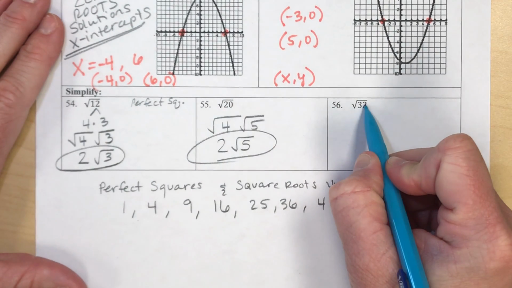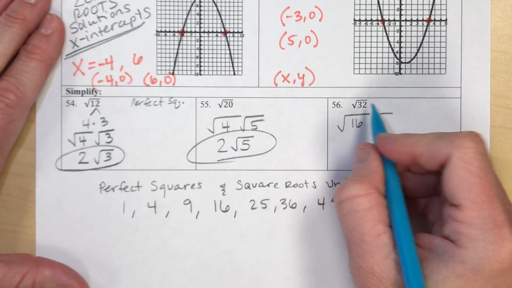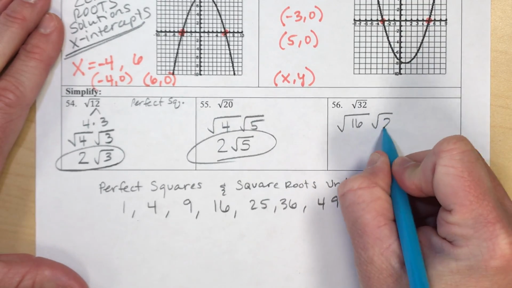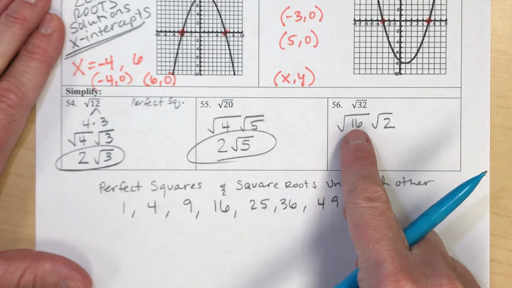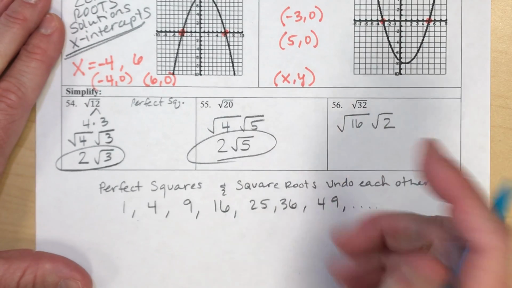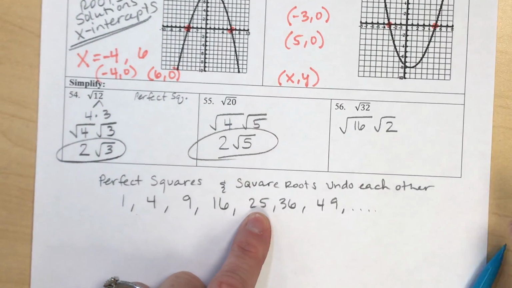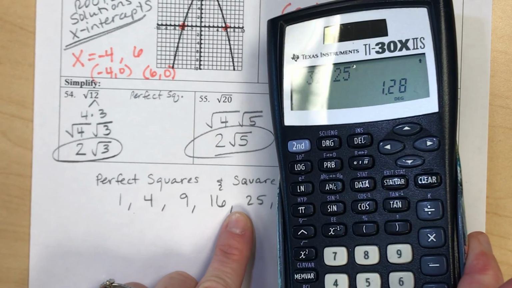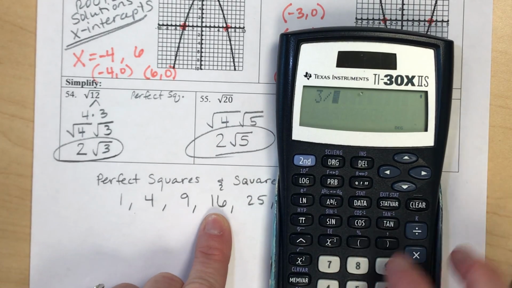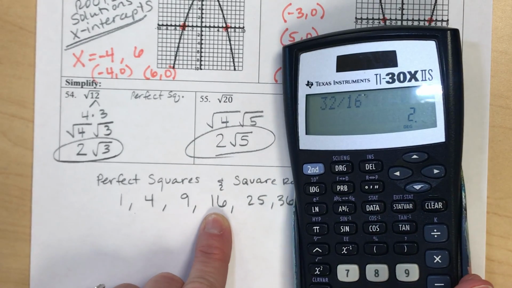Now, square root of 32, the highest perfect square that goes in there is 2. No. The highest perfect square that goes in twice is 16. I said that wrong. 32. So I want to look at numbers less than 32. Is 32 divisible by 25? No, it's not. Is 32 divisible by 16? Yeah, it is. It goes in twice.